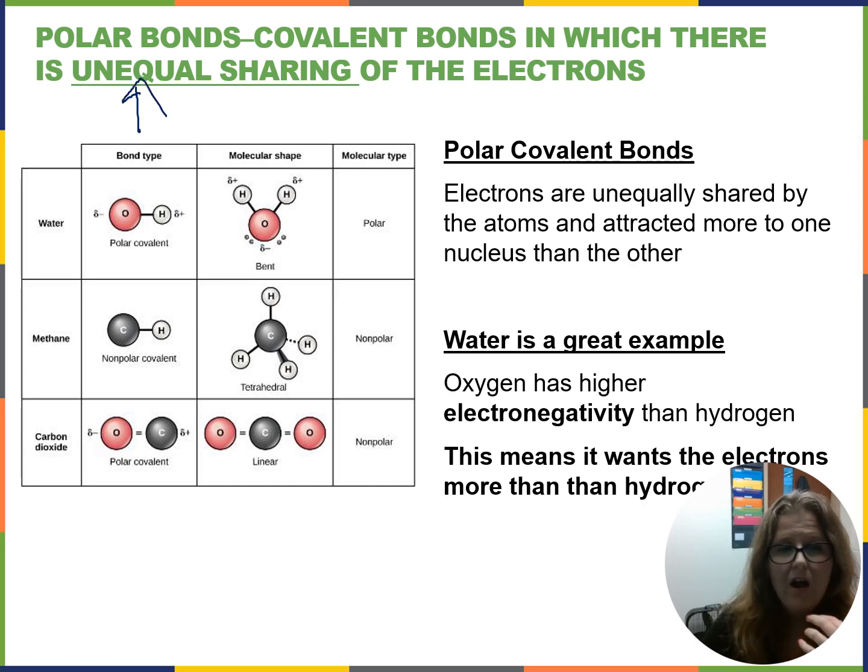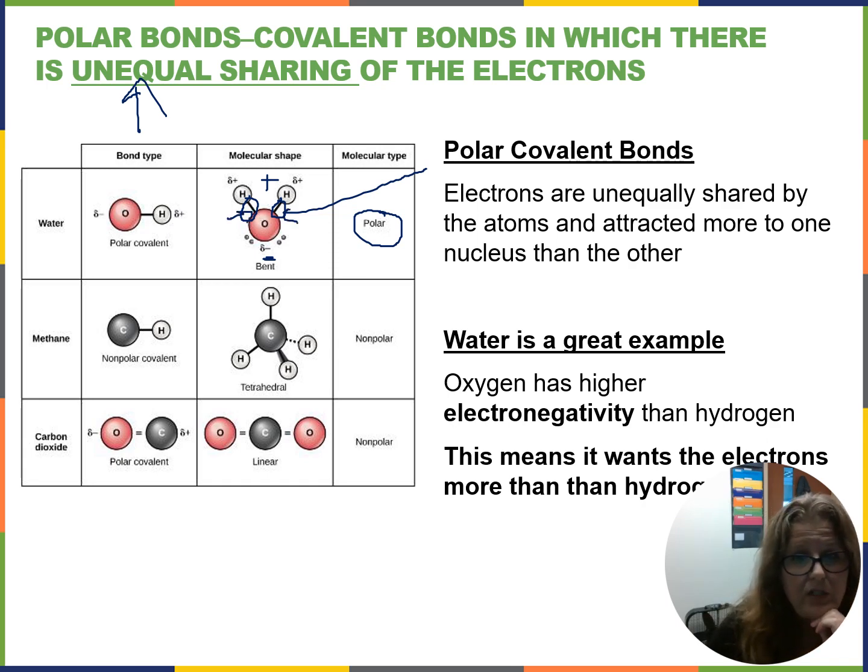These electrons are not shared equally between the oxygen and the hydrogens. You have a bend in the shape, and this side becomes negative while the other side is slightly positive. So this is called a polar molecule, and specifically, this is a polar covalent bond. There are actually two of them in water molecules.